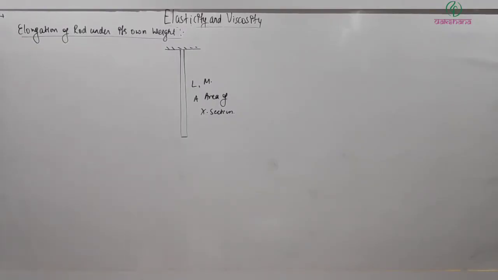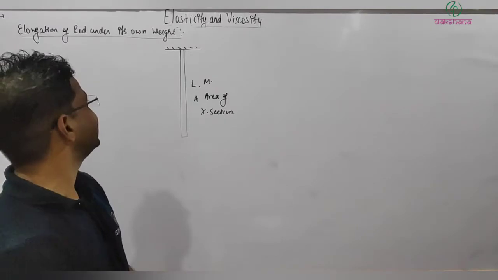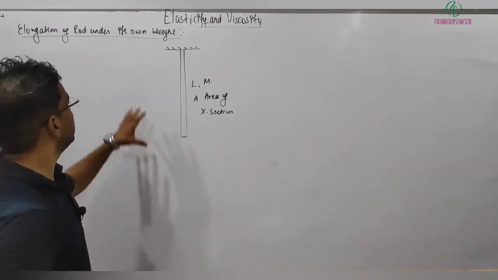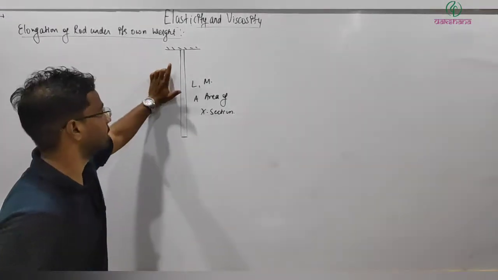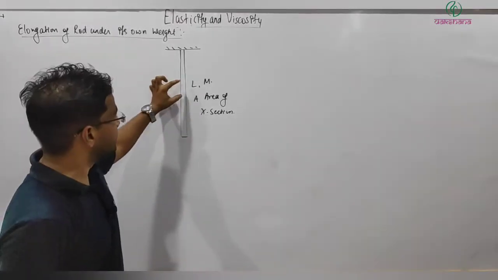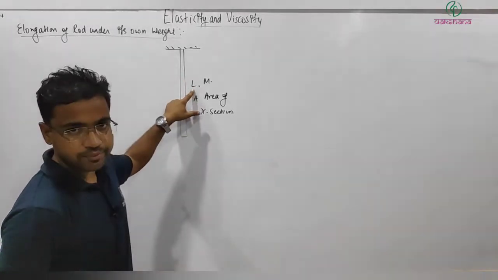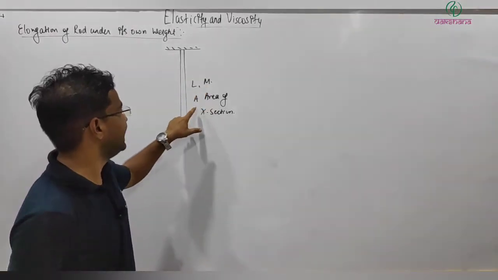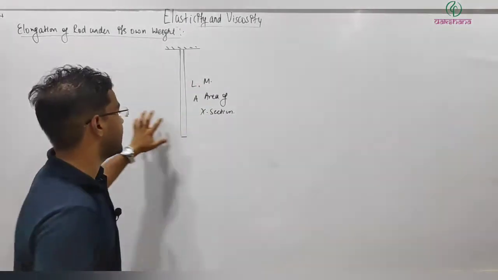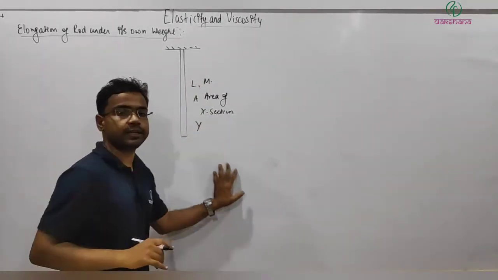Okay, next case is elongation of a rod under its own weight. What does it mean actually? I hope you're understanding already. Let me still tell you that this rod has length L, mass M, and A is the area of cross section, and yes, Y is the Young's modulus.